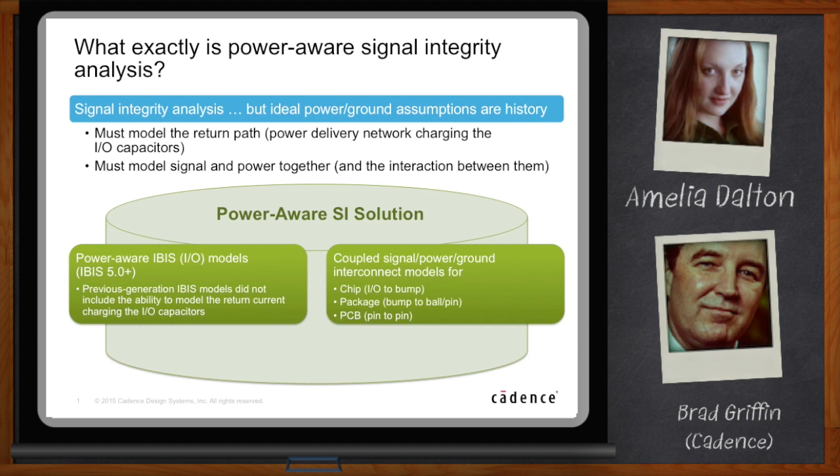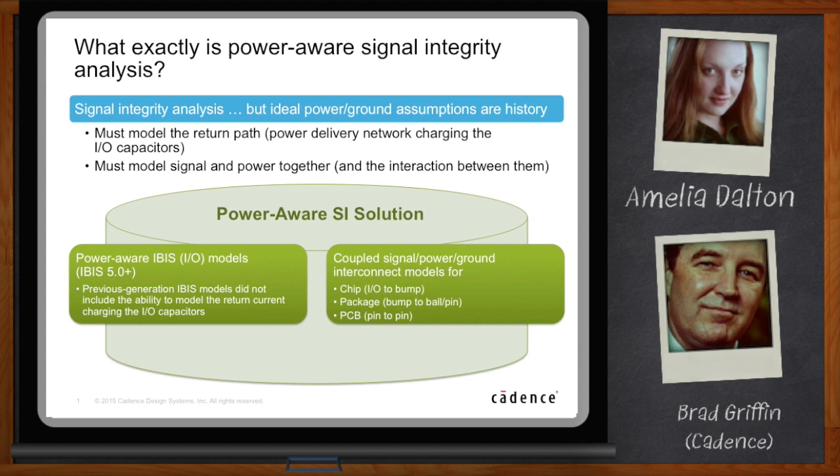So the tools have become much more sophisticated. They have to model that return path. So when the signal gets from point A to point B, the electrons have to return back to the source through the return path. And so we have to model that, because that's effectively that current returning. That's how the I/O capacitors get charged. If we don't model that whole thing, we're not really going to be able to model a power-aware signal integrity environment. That's one part. And the second part is the signal and the power and the ground, they all interact. You can't model one and then the other and pretend that they don't interact.